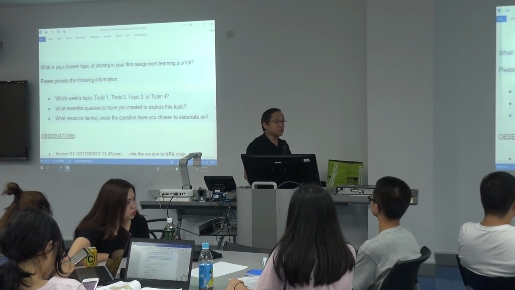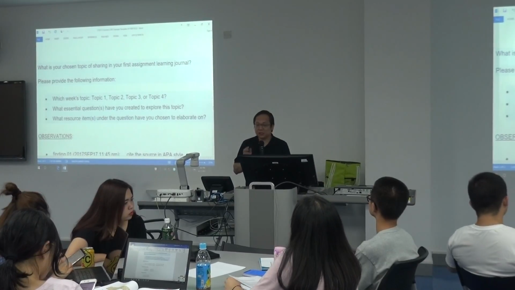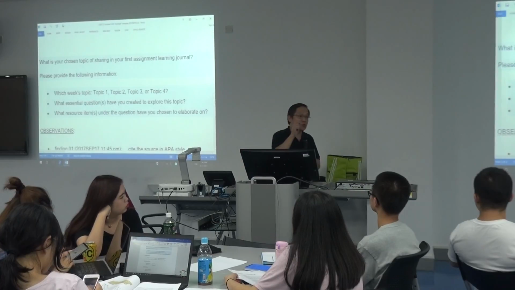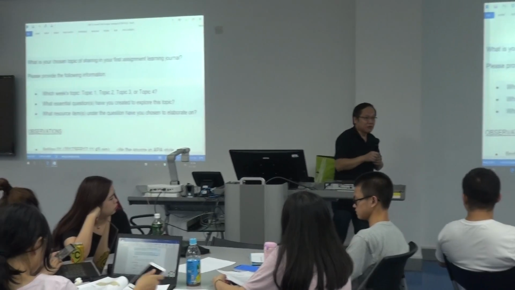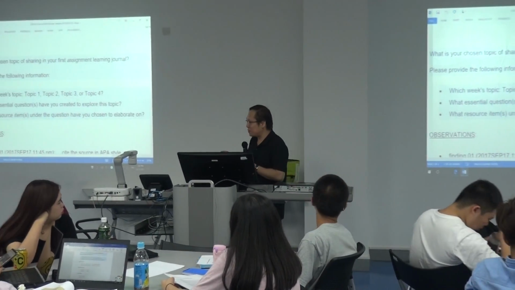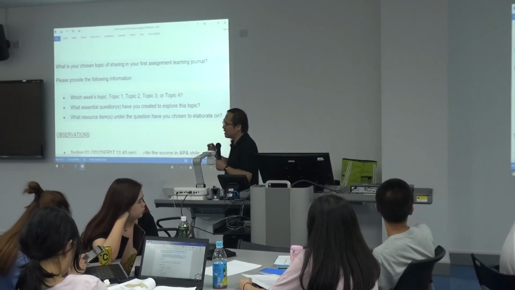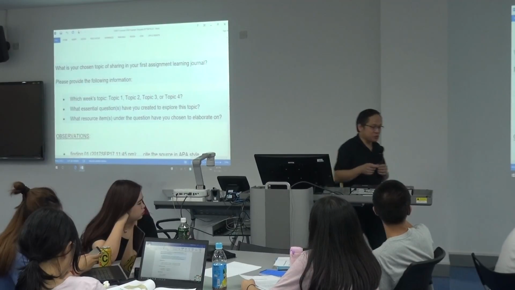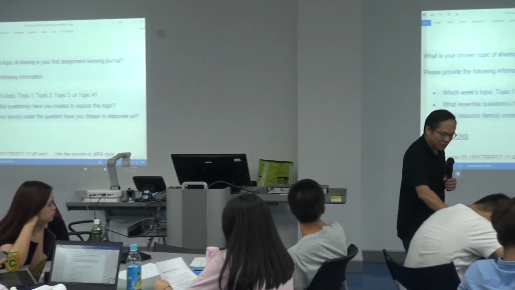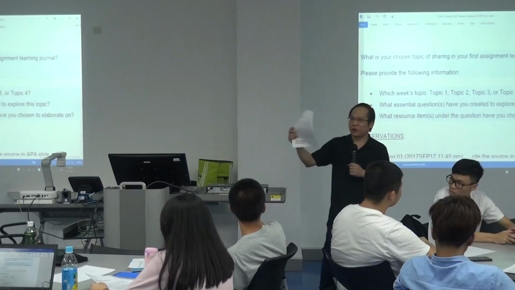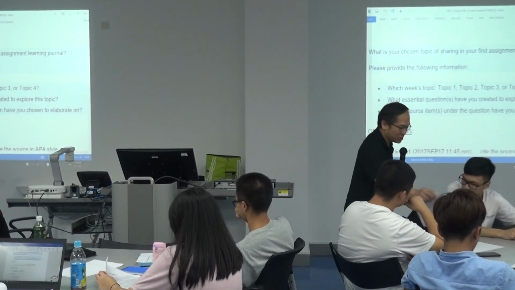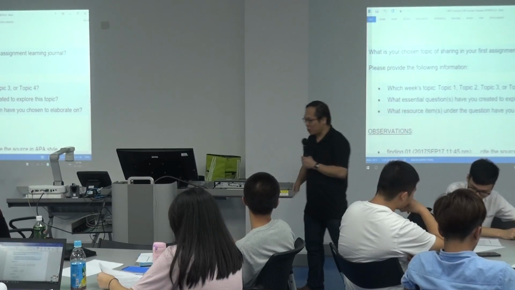And so you need to provide the essential questions you have created based on the choice of your big topic. For example, if the choice of the big topic is ethics in the information age, then the essential question you want to include there, just like this journal already provides, is: what is ethics in the information age? That is the essential question.